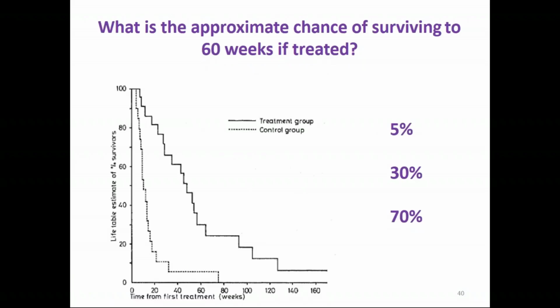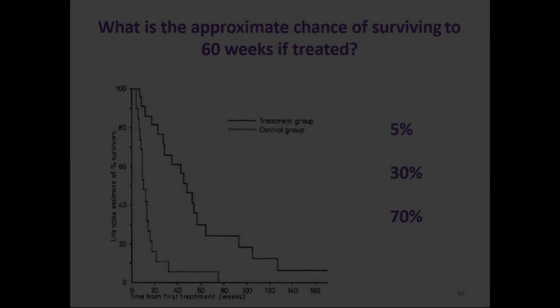Okay, so before we move on, if you have a quick look at this survival curve here, comparing the survival of the treatment group and the control group, what do you think is the approximate chance of surviving to 60 weeks in the treatment group? Is it 5%, 30% or 70%?